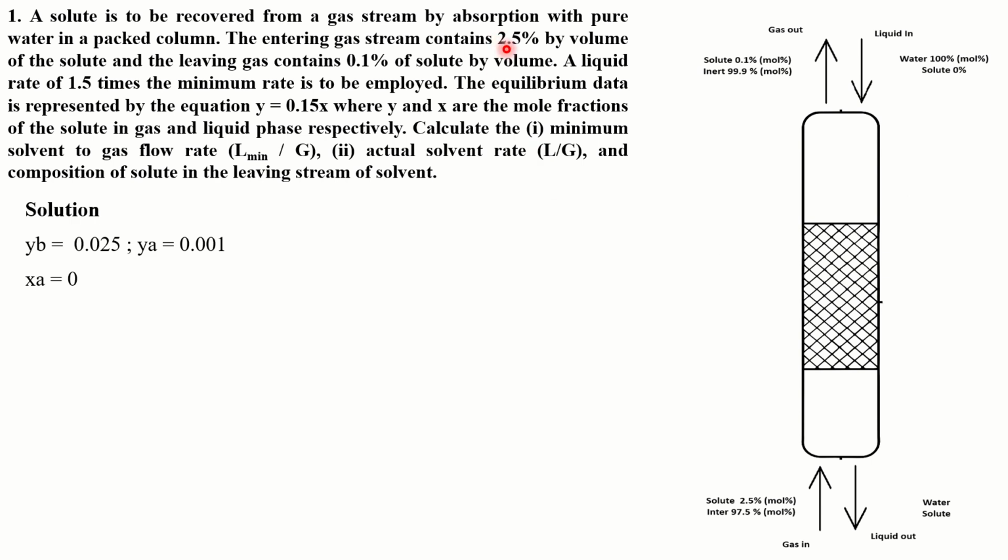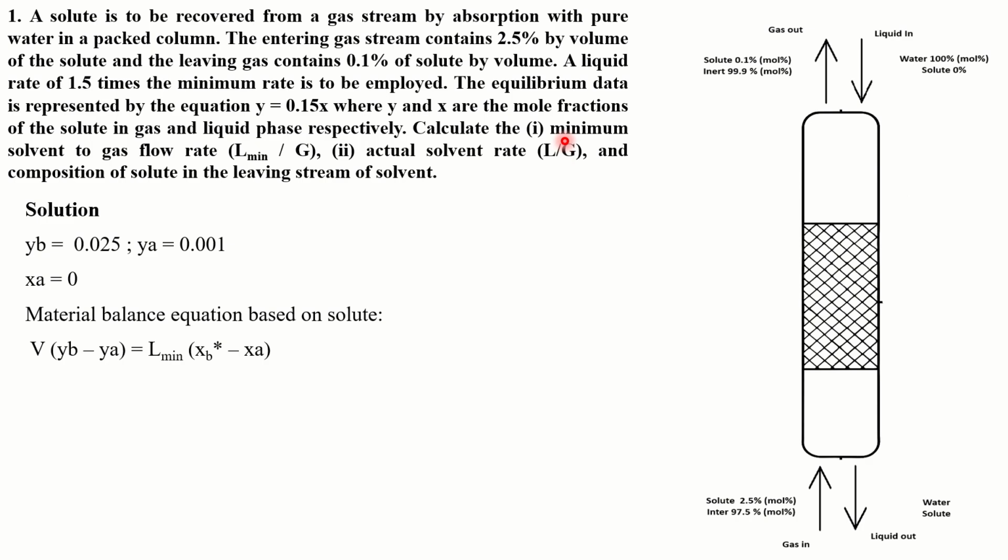We are given 2.5 mole percent of solute, so the mole fraction is 0.025. YB refers to the mole fraction of solute in the inlet stream of gas. Then 0.1 mole percent, in terms of fraction, is 0.001, which is YA, the mole fraction of solute in the exit stream of gas. And the solvent used is pure solvent, I mean pure water, so the solute content in the pure solvent is 0. So XA, the mole fraction of solute in the inlet stream of liquid, is taken as 0.